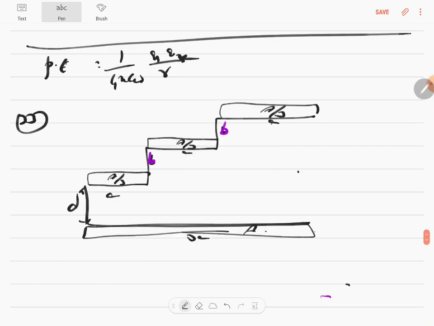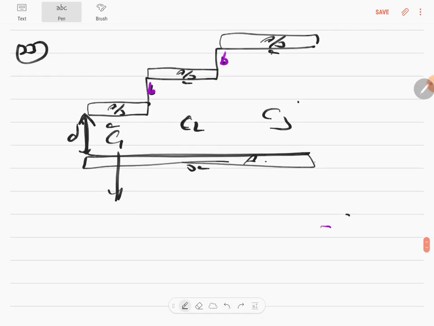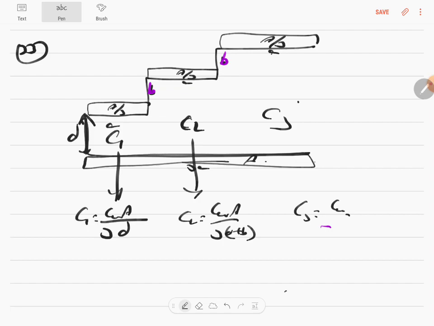So there are three capacitors, C1, C2, C3. For the first capacitor, the separation is just D. For the second capacitor it is D plus B. For the third capacitor it is D plus 2B. So let's write the capacitance. C1 is epsilon naught into A by 3 into D. For the second, epsilon naught into A by 3 into D plus B. For the third, epsilon naught into A by 3 into D plus 2B.